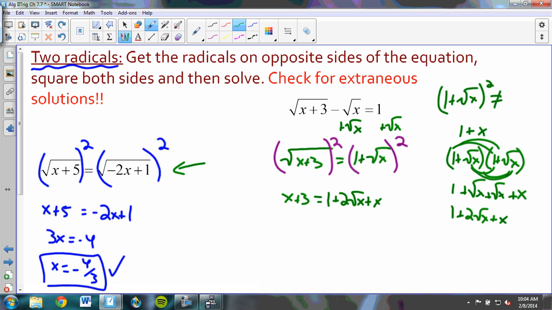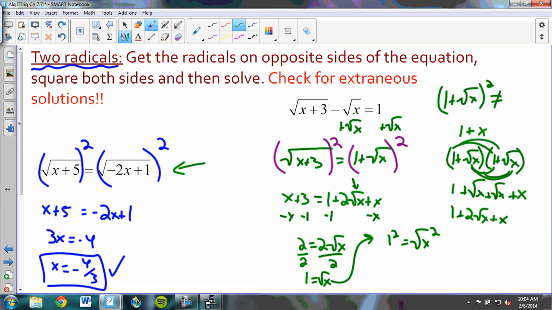Well, I'm still trying to solve this for x. I'm still trying to see what x equals. So I'm going to get everything away from this radical now. So I subtract an x, subtract an x, subtract a 1, subtract a 1. I have this. Divide both sides by 2. I have this. Square both sides, and I get that x equals 1.